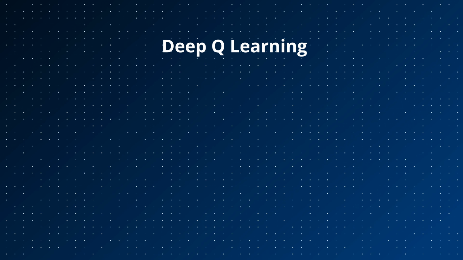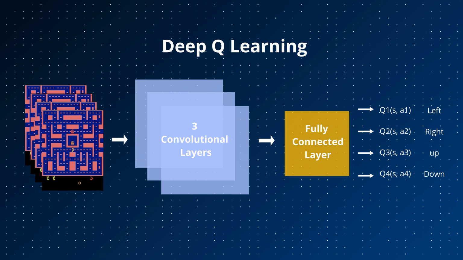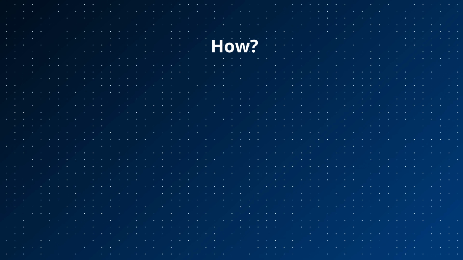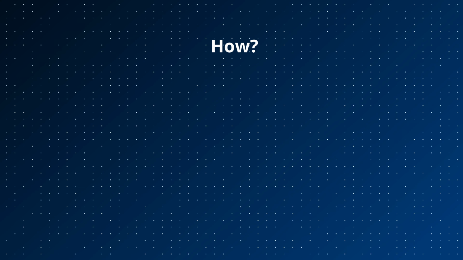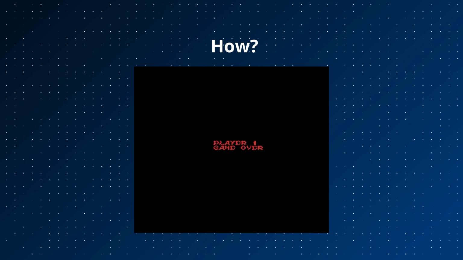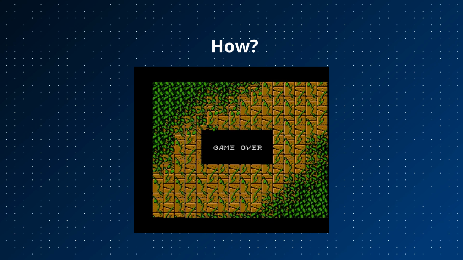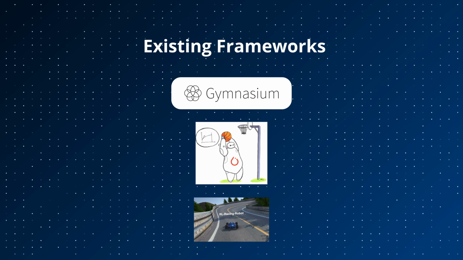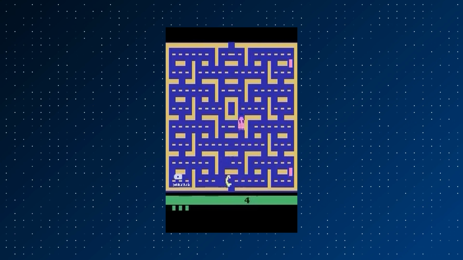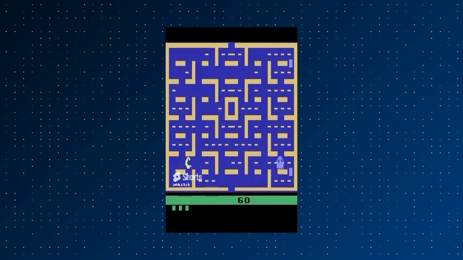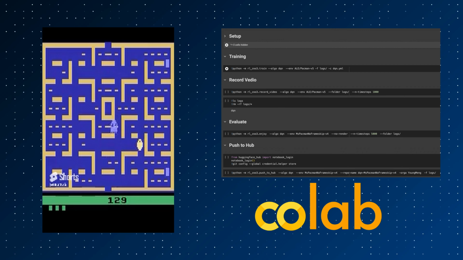So we've covered the essentials of Deep Q learning and the structure of Deep Q Networks, as well as their functioning principles. But the question remains, how do you apply this knowledge to train an AI for your own video game? Fortunately, there's no need to start from scratch. Numerous existing libraries and frameworks simplify this process significantly. In the next video, I'll guide you through creating your own video game agent with just a few lines of code using Google Colab.